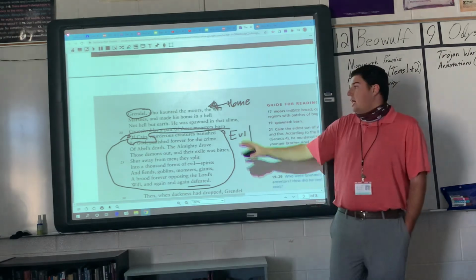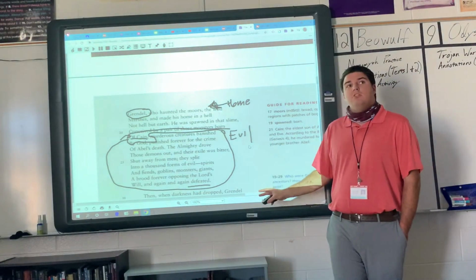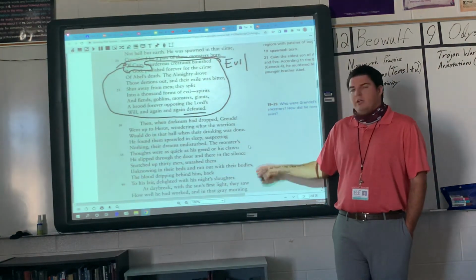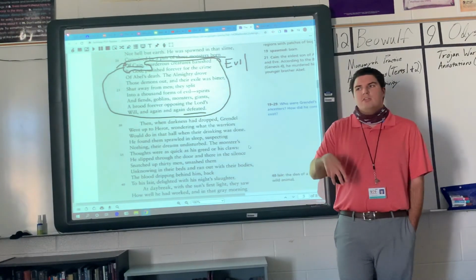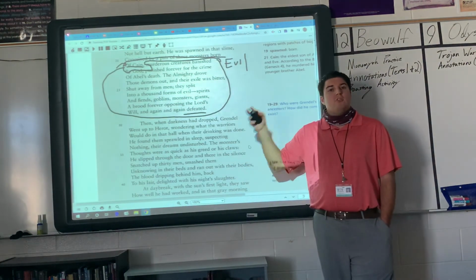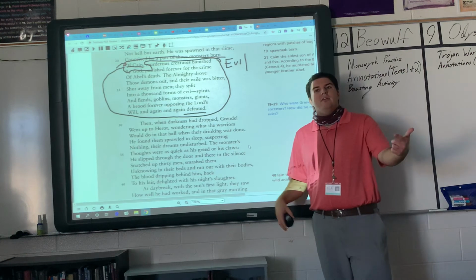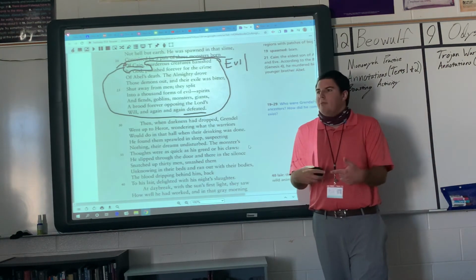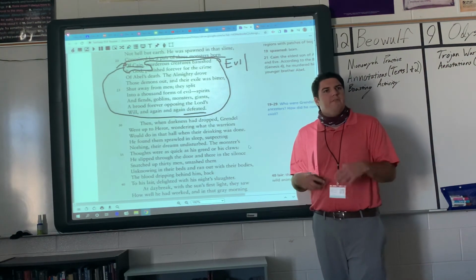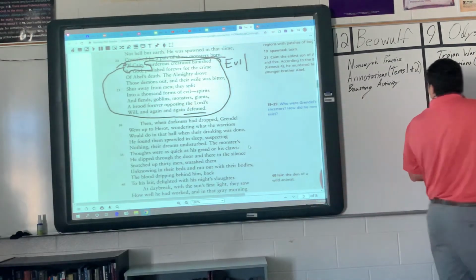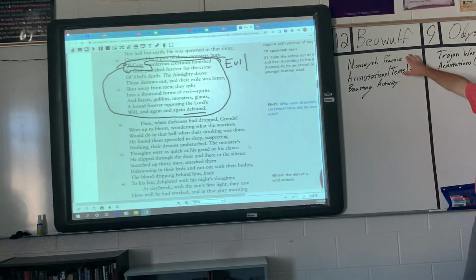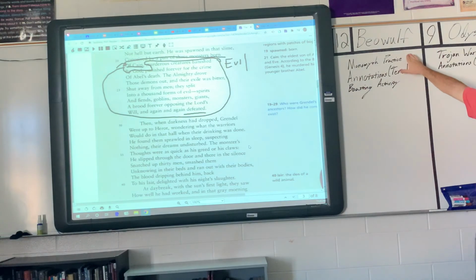So these are the types of annotations I want you to do for the rest of the story and for that second part. So this is getting introduced to Grendel and Beowulf, and then the fight between them. So that'll be where I'm going to sort of leave you off today. Now again, you need to get this Monmouth practice. You need to make sure you get that done.